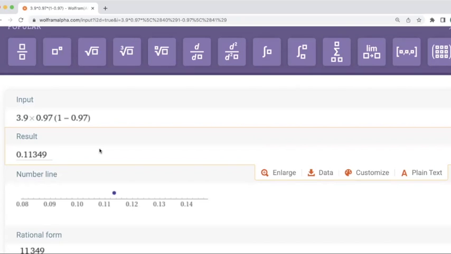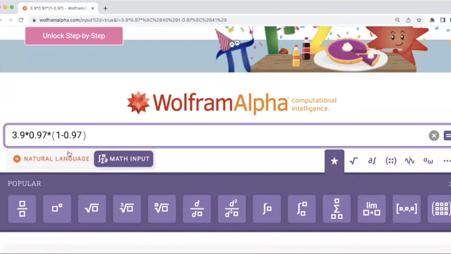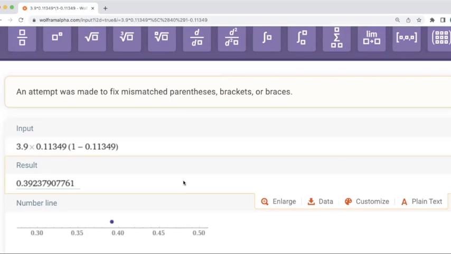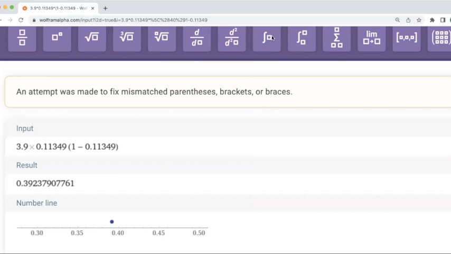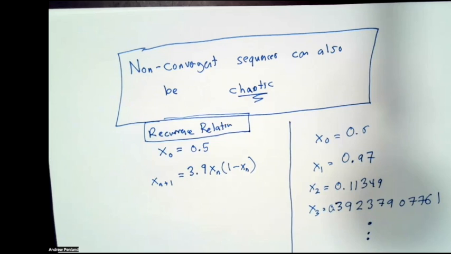0.11349. And then if I look at x sub 3, and just repeat this process to generate all the values. And do not round. Keep all the decimal places that you have. Then suddenly it jumps back up to 0.392379077761. And what you see if you continue this is that there's no definite pattern. It's bounded. The sequence stays between 0 and 1.